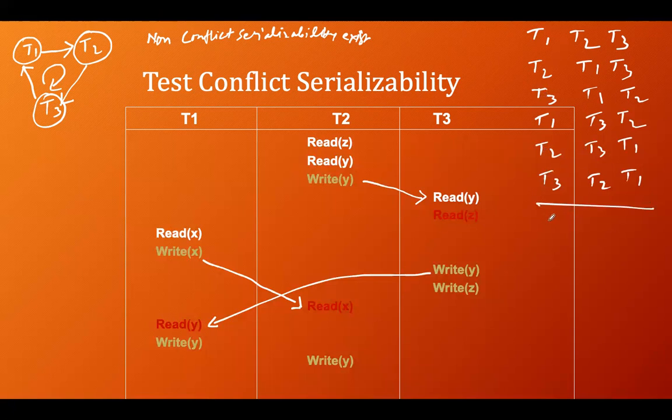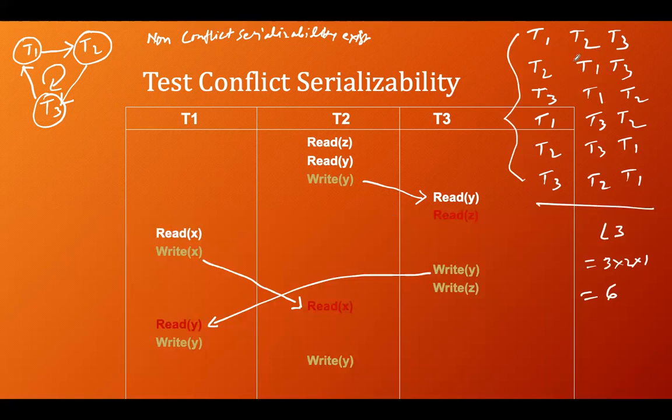Can we make some more possibilities here? So we have 3 transactions, right? So it will be a factorial of 3: 3 into 2 into 1, 6. So we have 6 combinations which are possible. Okay. So any of the combinations can fulfill this requirement.